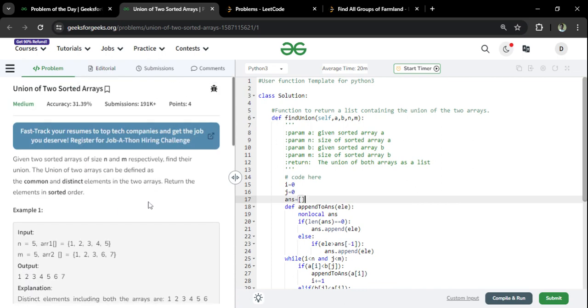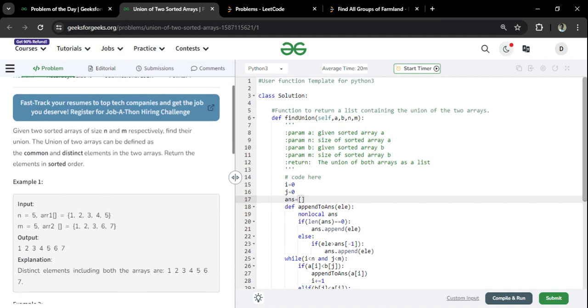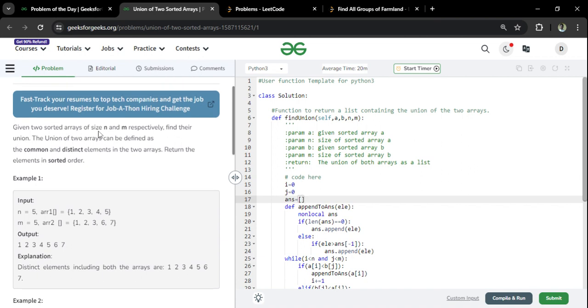So this is union of two sorted arrays. The question name makes it very clear what we are doing. We are given two sorted arrays, and we have to do a union of them in such a way that none of the elements are repeated. Given two sorted arrays of size n and m, find their union. The union of two arrays can be defined as the common and distinct elements in the two arrays, returned in sorted order.